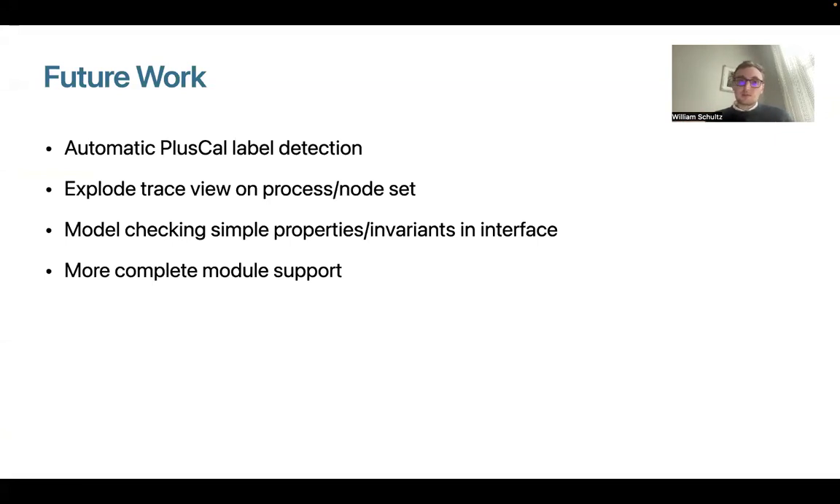Also, I think it might be interesting or helpful to have this kind of exploded trace view based on process or node sets, so that instead of having one single trace, if you have a set of processes, you could automatically explode to have a trace per process. And then I think also having a simple interface for doing some amount of simple model checking of properties or invariants, and also coupling this with better support for asynchronous evaluation or background checking. And like I said, also fleshing out module support more completely is in a preliminary stage right now.